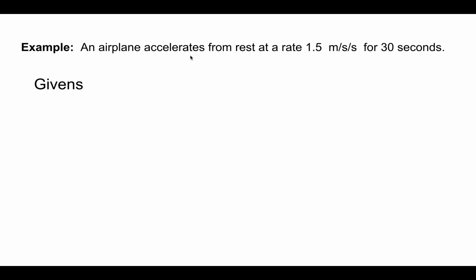So we have an airplane that accelerates from rest at a rate of 1.5 meters per second for 30 seconds. So we want to identify what is the statement telling us. So the first important information is saying that it accelerates from rest. That's telling us that initially the speed is 0. And then we have this 1.5 meters per second.